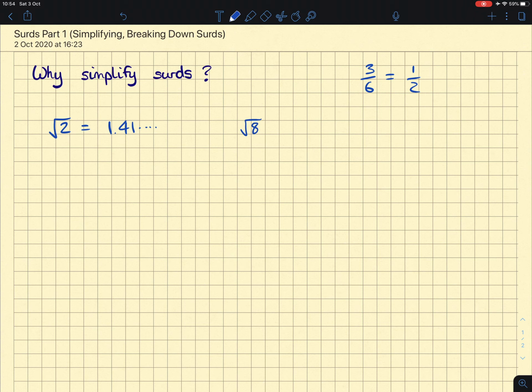Well, the same can be said for things like root 8. Your calculator does this automatically. When you type a surd into your calculator, if it can be simplified, your calculator will do it. So two examples here, root 8 and root 27, can be simplified to give you 2 root 2 and 3 root 3. So how does this happen?